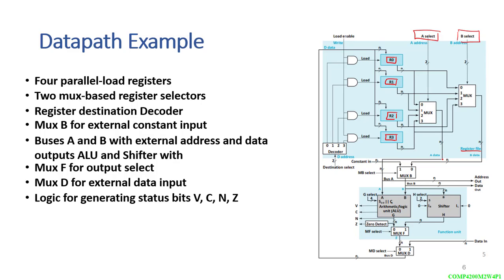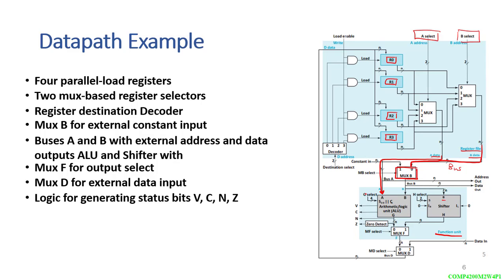Now the output of this register file is either data A or data B. Data A, as you can see, immediately goes to our function unit. Our data B, on the other hand, goes first to a multiplexer, which selects between either bus B or a constant n. Then it goes to either the arithmetic and logic unit or to the shifter circuit. So whenever we have a shifter circuit, it's going through bus B.